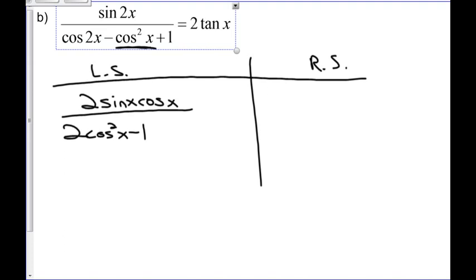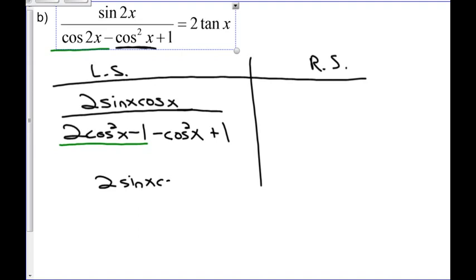So I'm replacing cos 2x with this. Then I have minus cos squared x plus 1. Let's clean up the bottom. That's 2 sine x cos x all over cos squared x. Notice cos x and cos squared, those can divide out.